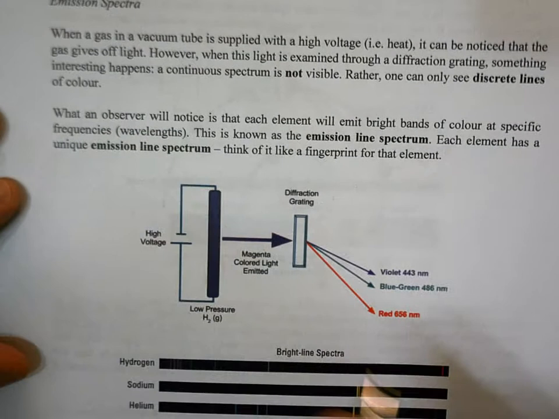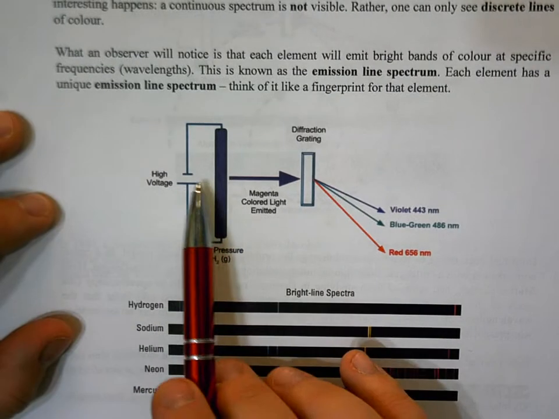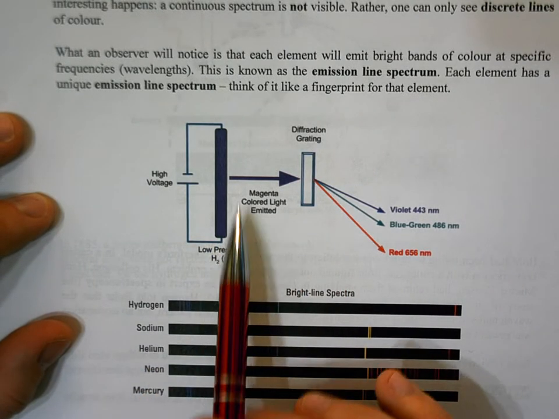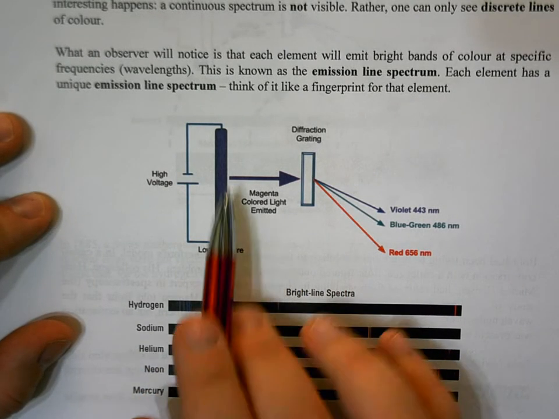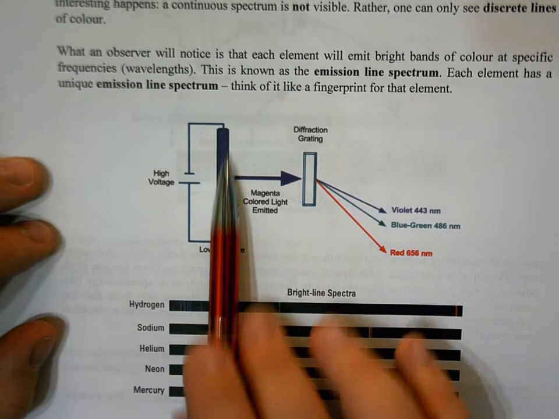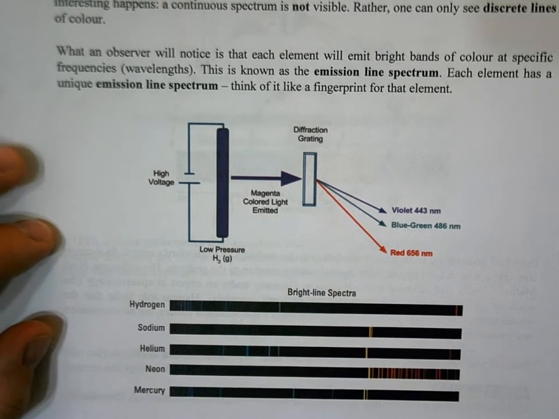Now here's where we're going to look at the more interesting parts, emission spectra and absorption spectra. In the first case, we're going to have a high voltage source. We're going to apply a voltage across a low pressure gas. That's going to heat up this gas, and we'd like to take this heated gas and pass the light from it through a diffraction grating.